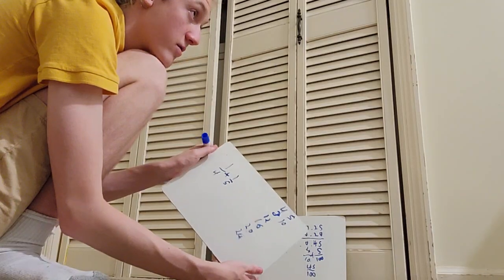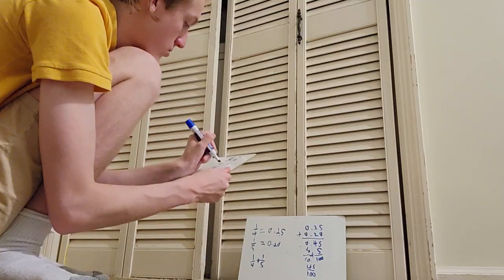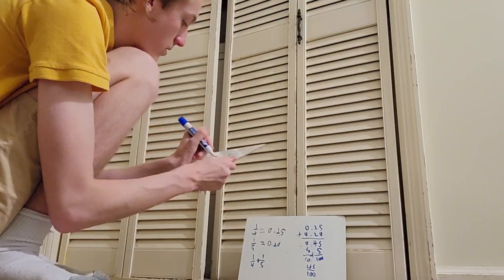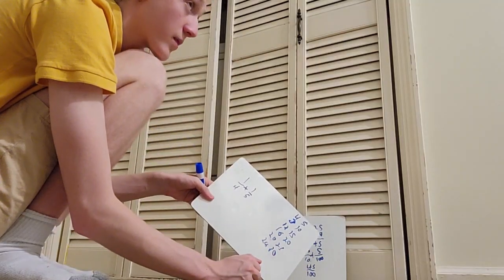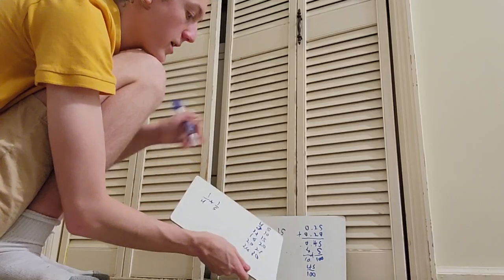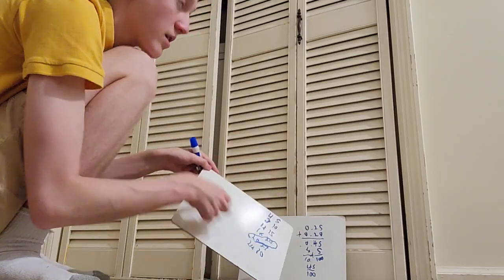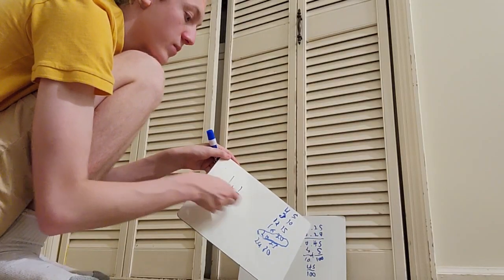Next. 15. Okay. 20. 25. 30. Alright. 35. So, 40. Okay. Do you see 20? Any? Okay. So we want both of these numbers to have a denominator of 20. Because they are the same.